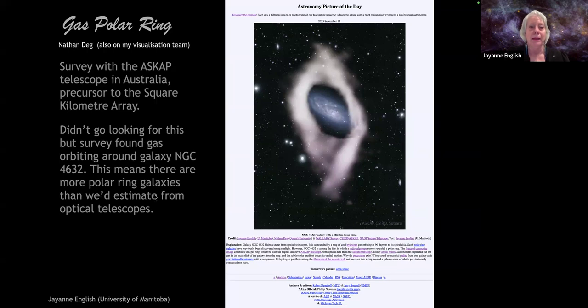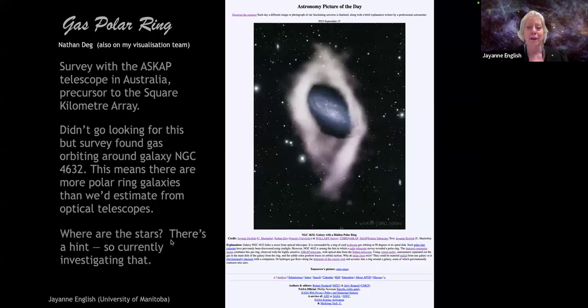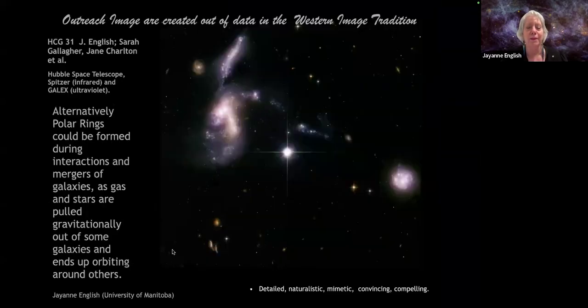Well, we also think there's a hint of stars there. Where are they? There's a hint. So we're looking into that. We're trying to find data or collect data that's sensitive enough to trace the stars.